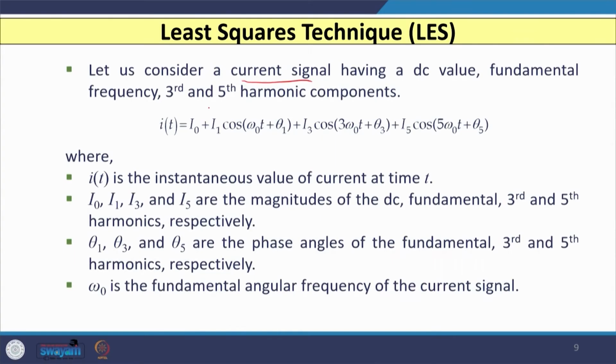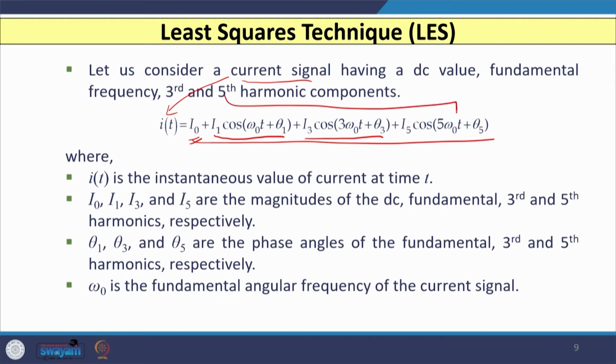Now, let us see how the LES technique works. So, let us consider a current signal i(t), which is given by this equation. This equation of current has a term I 0, that is a DC component, it has a fundamental term I 1, it has a third harmonic term, that is I 3 cos 3 omega 0 t plus theta 3, and it also has a fifth harmonic component, that is I 5 cos 5 omega 0 t plus theta 5.